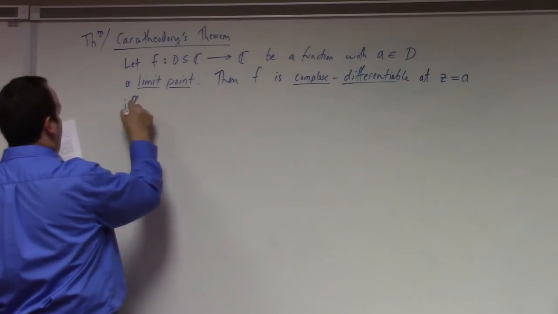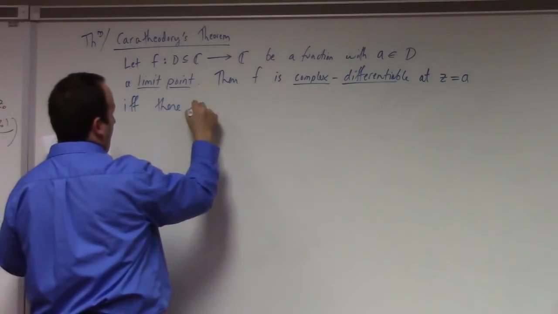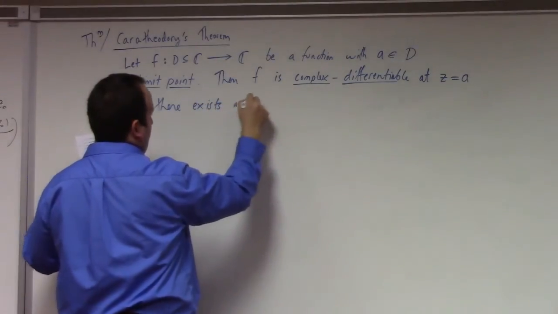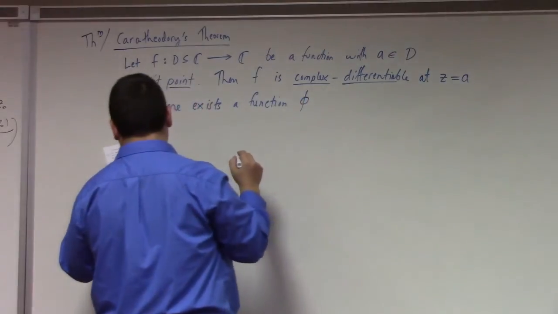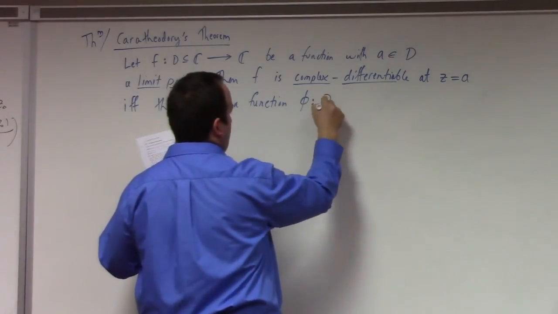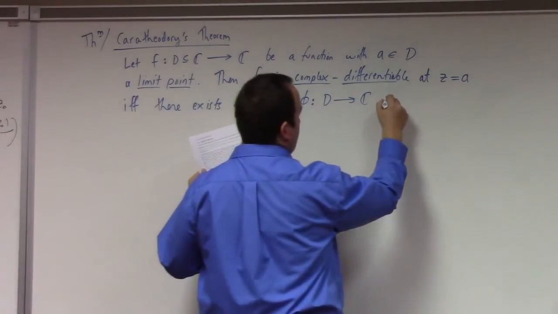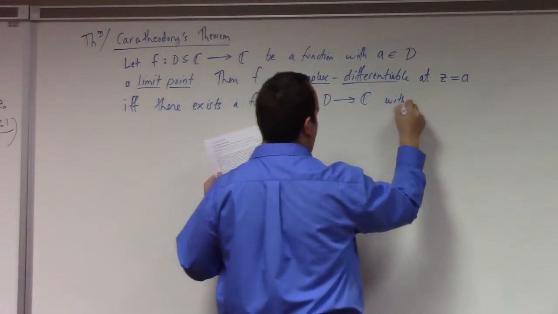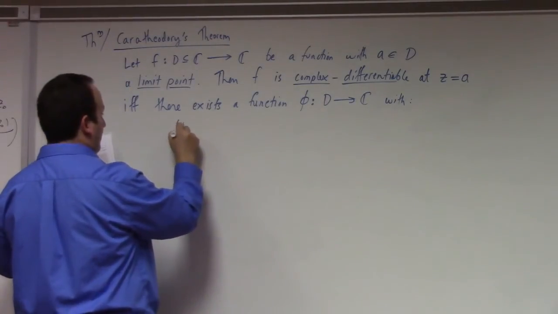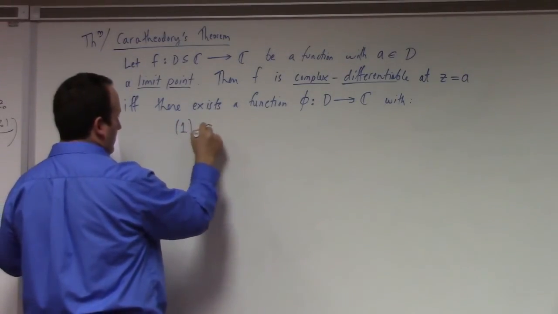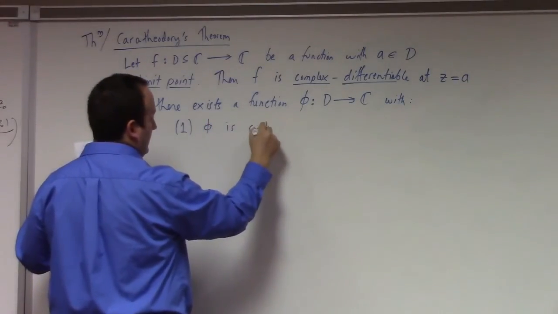If and only if there exists a function phi, which goes from D to the complexes, with the following two properties. Property 1, phi is continuous at A.